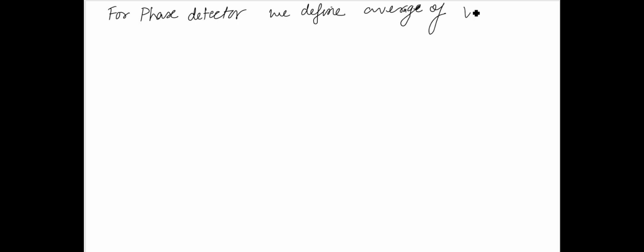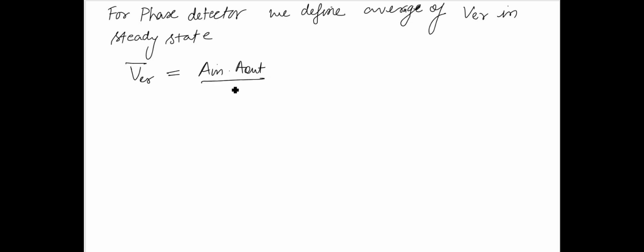We saw that for the phase error detector, we define the average of V error in steady state. So what is the V error? Sorry, the average of the V error. It will be A in dot A out by 2 sine phi error.